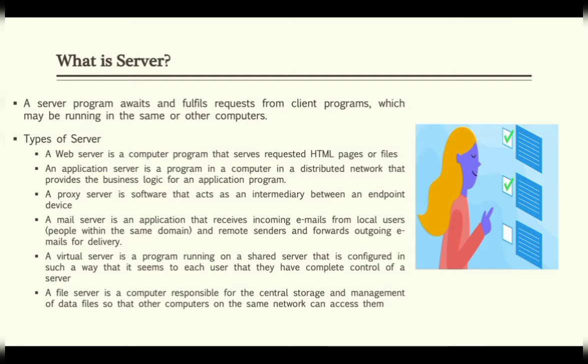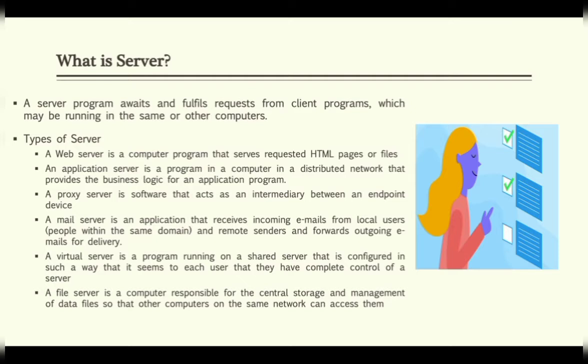It has different types of servers. One is web server, another one is an application server, another one is a proxy, mail server, virtual server, and file server. What is web server? Web server is nothing but it is a computer program that serves the requested HTML page or files. We are regularly using the web server in the web browsers. For example, Google is a web server and Yahoo is a web server because they are all serving some content for the client based request. That is what we call web server.